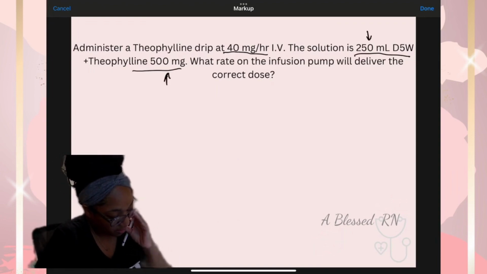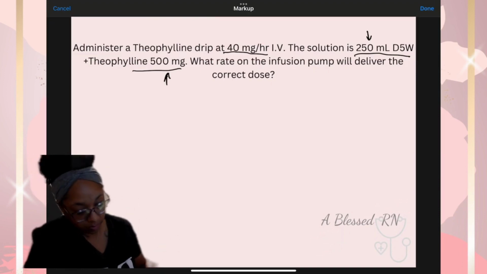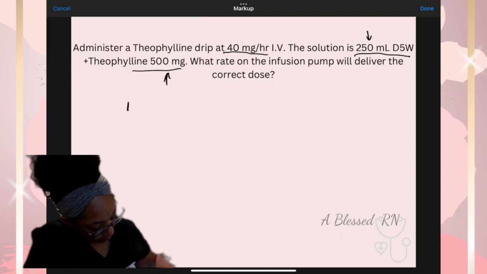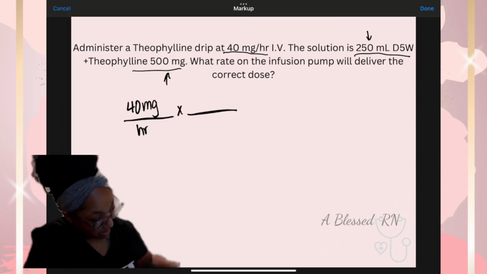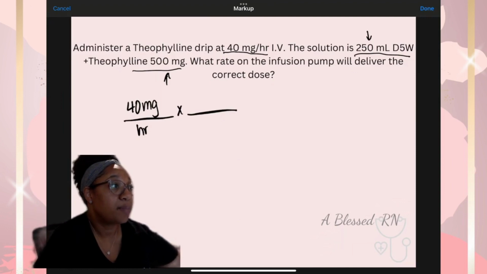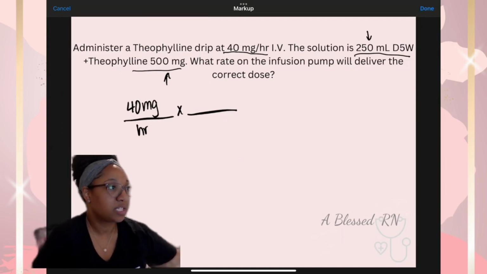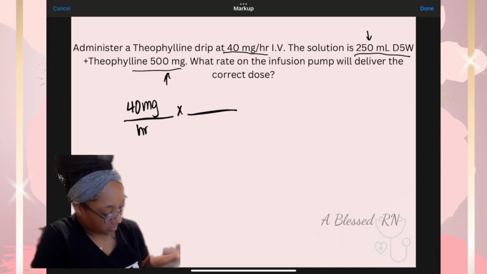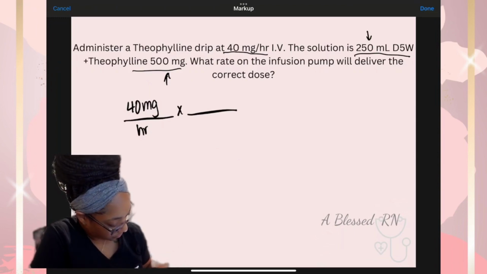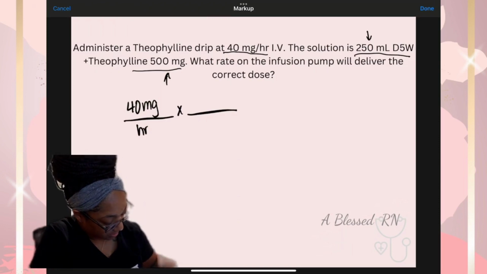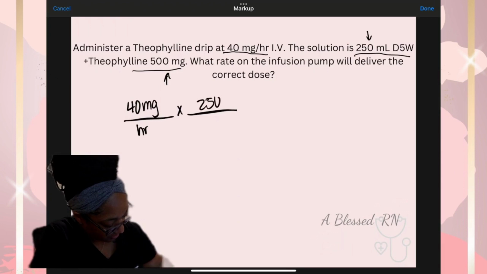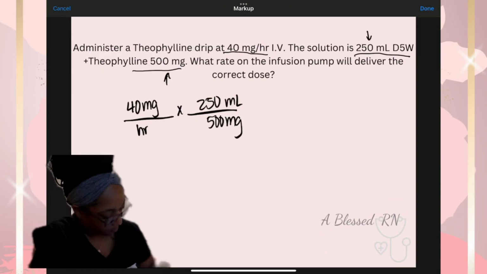And so we need mLs per hour, right? So let's go with what we got going and what we know. So 40 milligrams an hour. And then we're going to match your milligrams up with AB, like A Blessed RN, B as in boy. 40. Okay. I get so sidetracked so easily nowadays. All right. 250 mLs. And then 500 milligrams at the bottom, right?